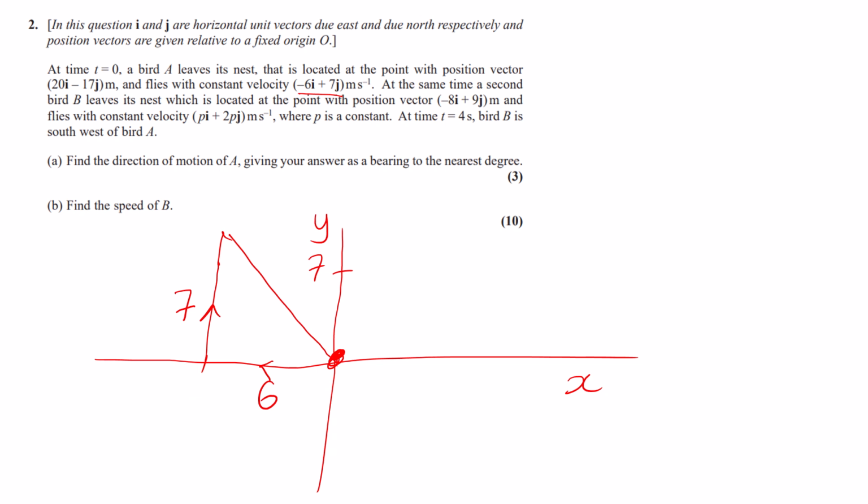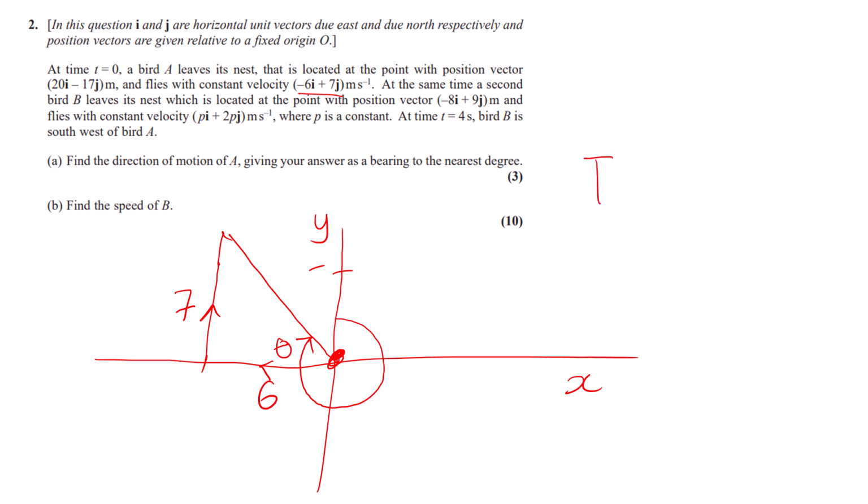What we need to do now to find the direction is work out the bearing. So we're going to need to work out the bearing, which is measured from the north clockwise, like that. So this is going to be 90. This is 90. This is that. That's 270. We just need to work out theta using tan.